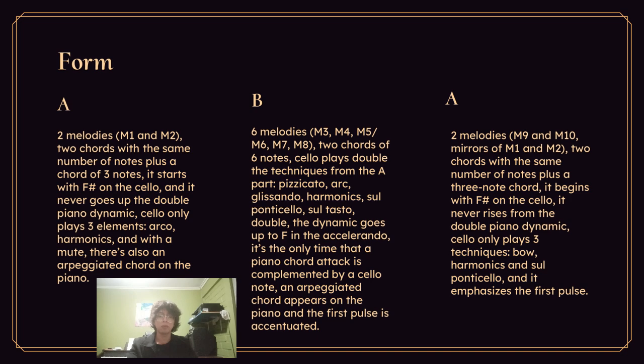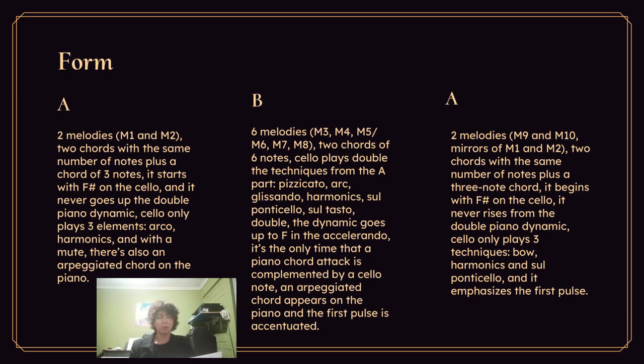It starts with F sharp on the cello, and it never goes up from the pianissimo dynamic. Cello only plays 3 techniques, arco, harmonics, and with a mute, and there is also an arpeggiated chord on the piano. All these elements can be called structural elements.